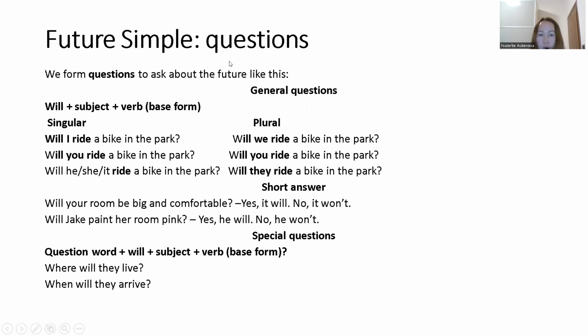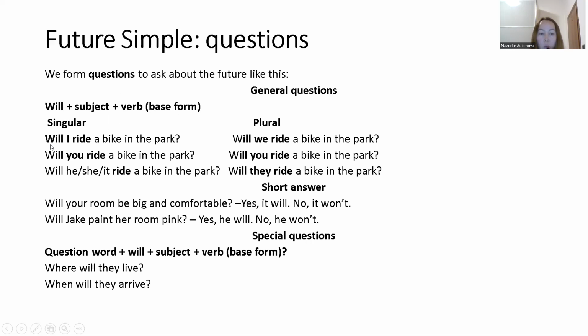Let me explain questions. How do we make question in future simple? So we form questions to ask about the future like this. So we have two types of questions, like first general question, which needs response like yes or no, and then special questions, which need extra information. So this is the structure of general questions. First, we have to use will, and then subject, and then verb. So base form of the verb. Again, singular and plural forms. So you have to follow this structure again, otherwise it will be incorrect.